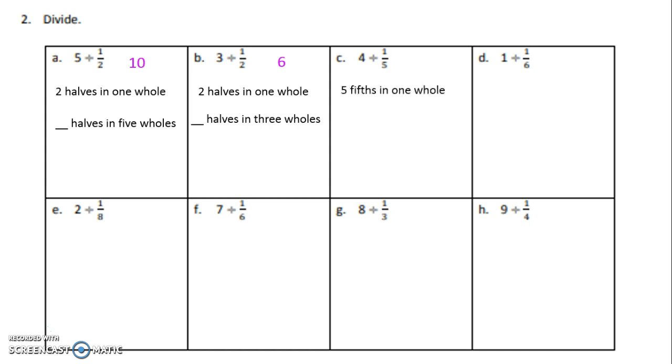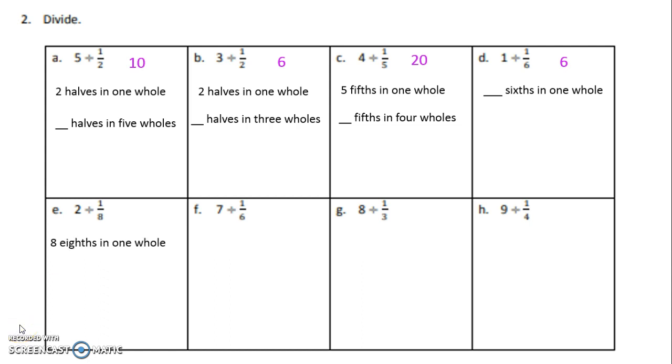If there are 5/5 in one whole, how many fifths would be in 4 wholes? 20. If I'm doing 1 divided by 1/6, then all I have to think is how many sixths are in one whole, which would be 6. That one's a fairly simple one for us.